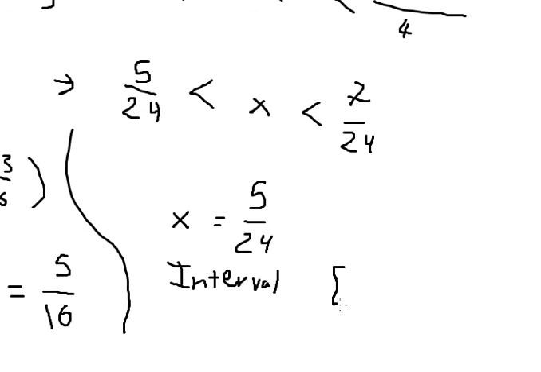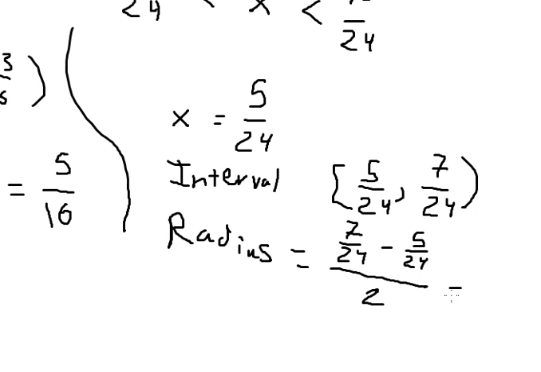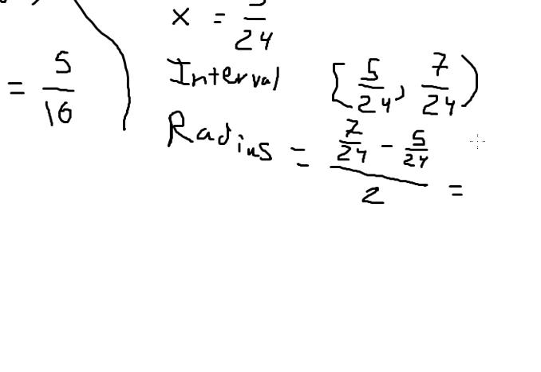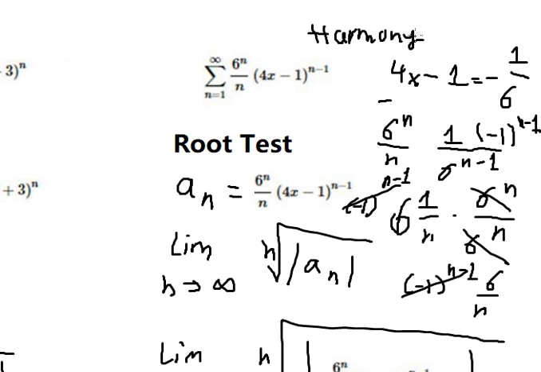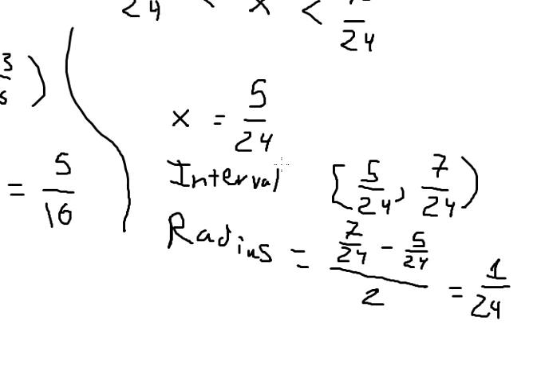So the interval in here should be like this. And the radius should be 7 over 24 minus 5 over 24, divided by 2. You get 1 over 24. But this is a harmonic series, which diverges. And that's it, the answer, everything in here.